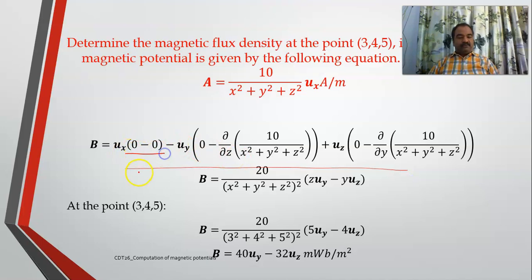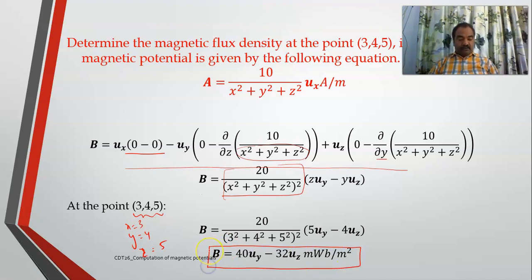Now here you have 0. Here if you do this one, this is 1 by x square plus y square plus z square whole square into internal differentiation with respect to z is 2z, right? Here also you will get 2y as internal differentiation because you are doing it with respect to y. So if you take these things common, this is 20 by x square plus y square plus z square, this is zuy minus y uz. Now you have been given that xyz is equal to 3, 4, 5. So if I substitute the values here, so this is my final answer.